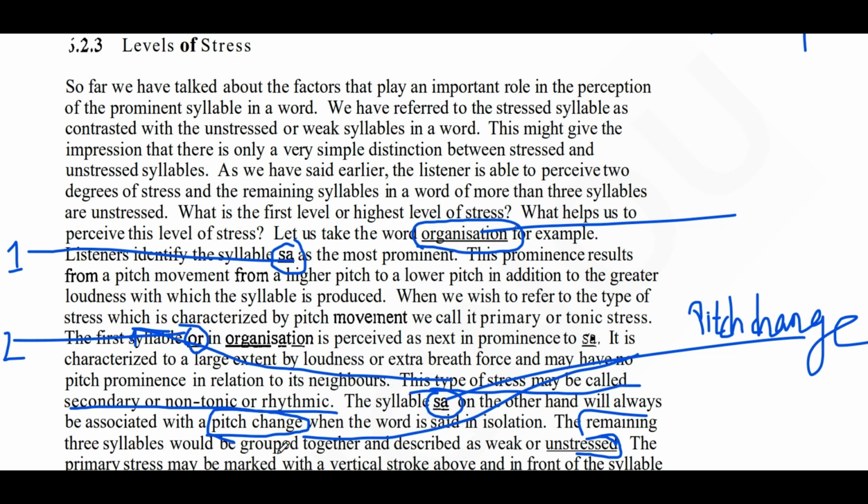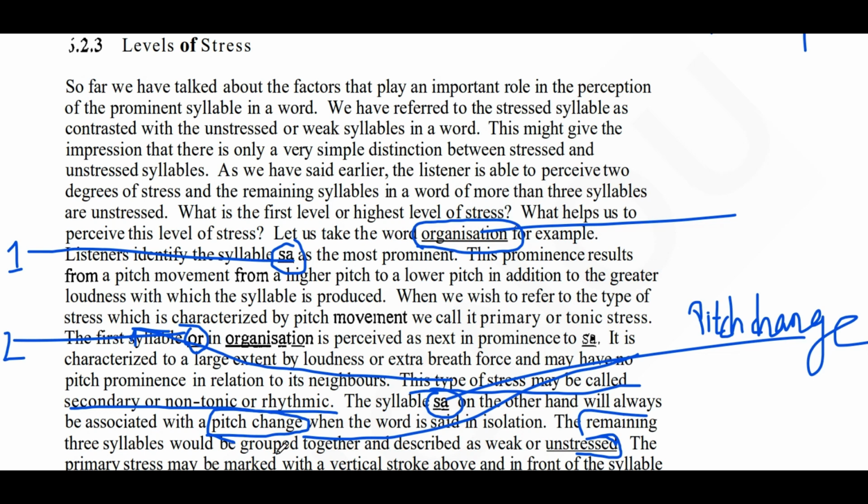The first syllable sound in organization, 'or', is characterized to a large extent by loudness or extra breath force, and that may have no pitch prominence in relation to its neighbors. This is why this sound is called secondary or non-tonic or rhythmic. Whereas 'sa', which is the more prominent one, will always be associated with a pitch change when the word is said in isolation.